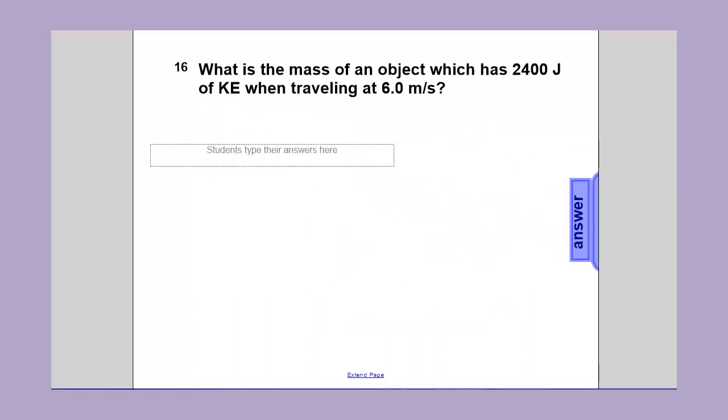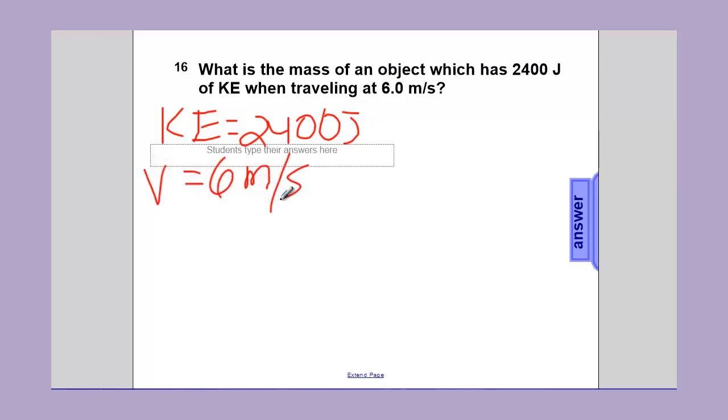So now the next one, they want us to solve for the mass of an object which has 2,400 joules of kinetic energy when traveling at 6 meters per second. So now our KE is given as 2,400 joules. Our velocity is 6 meters per second, and now we're looking for our mass.